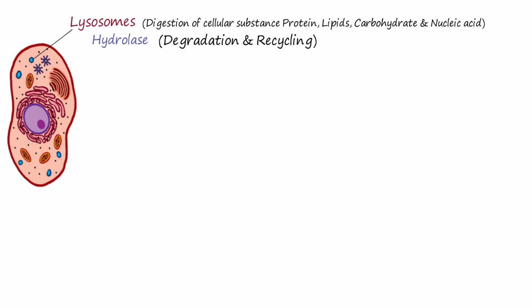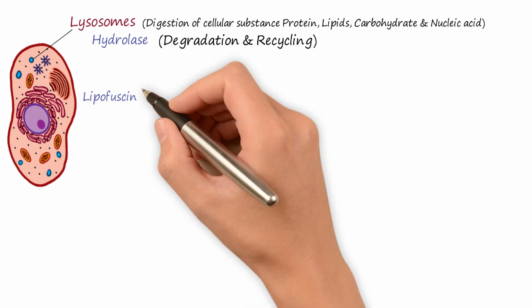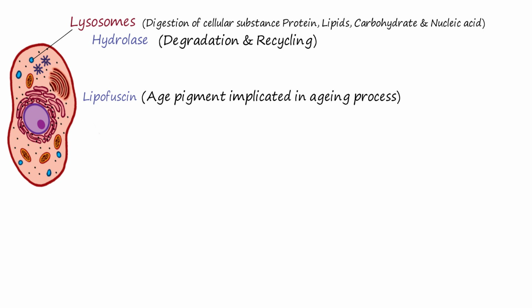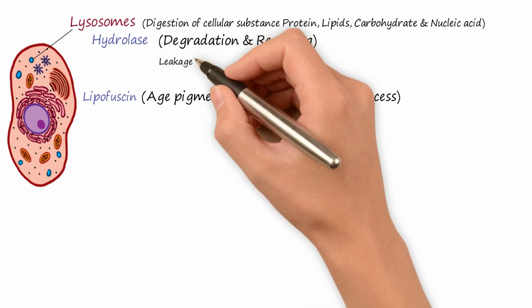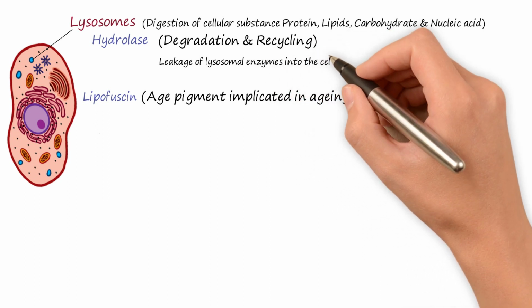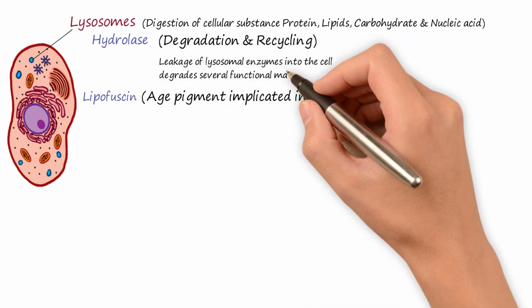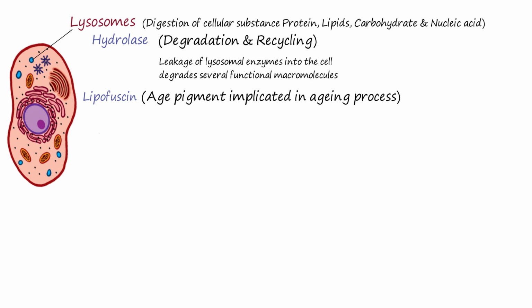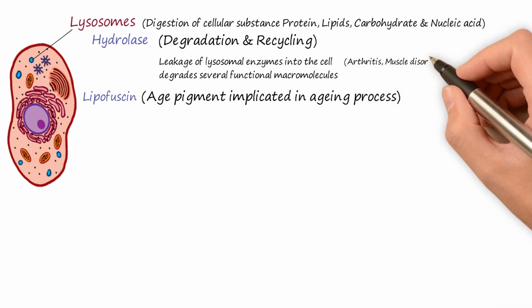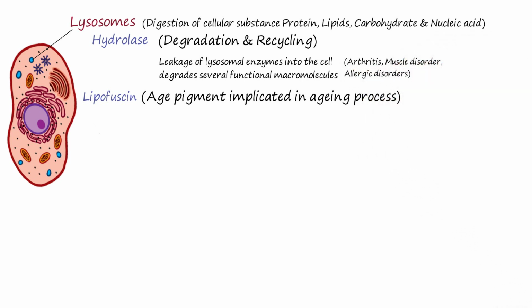Certain residual products, rich in lipids and proteins, are collectively known as lipofuscin. Lipofuscin is age pigment implicated in aging process. As the cell dies, the lysosomes rupture and release hydrolytic enzymes that result in post-mortem autolysis. The leakage of lysosomal enzymes into the cell degrades several functional macromolecules and it may lead to certain disorders. Example: arthritis, muscle disorder, allergic disorders.